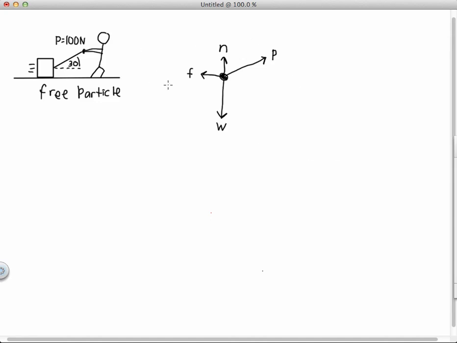I want to put a coordinate system on here, so I'm going to go ahead and add my familiar x and y coordinate system. It's a little bit crooked, but I think it'll work. This is the x direction. This is the y direction. And then I'm going to label the angle, which is right here, 30 degrees.